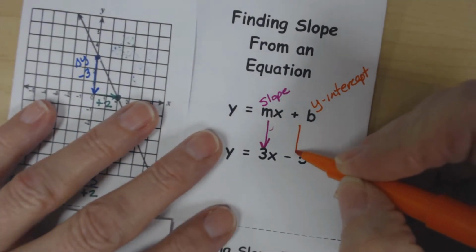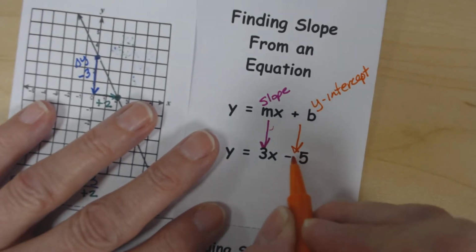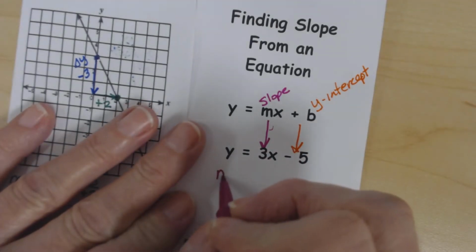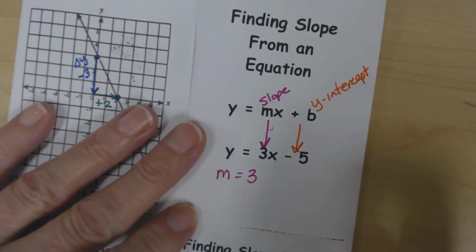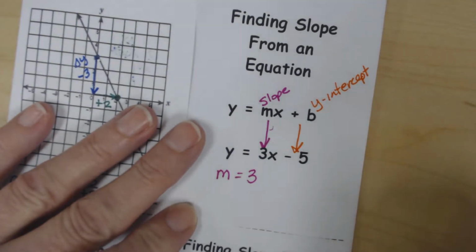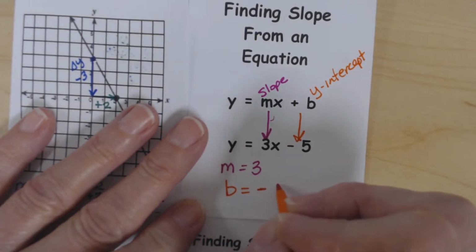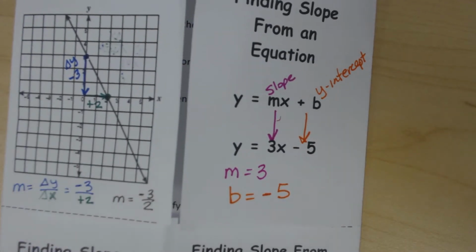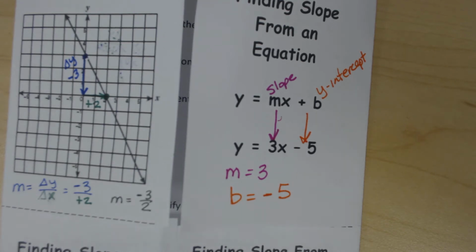And then our y-intercept is here with the -5, because remember, every number has a sign and every sign has a number. So our slope is +3. Notice I didn't write the x because the x isn't the slope. The number in front of the x is the slope. And then my y-intercept is identified as -5 because of this negative sign here. So that's how you find the slope from an equation. We can also find the y-intercept, which is nice.